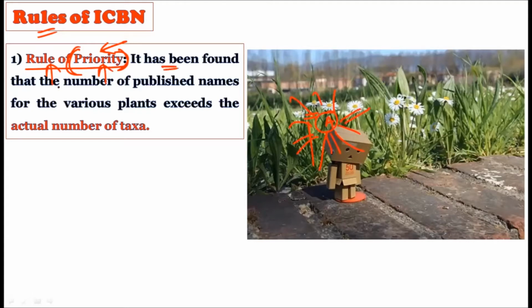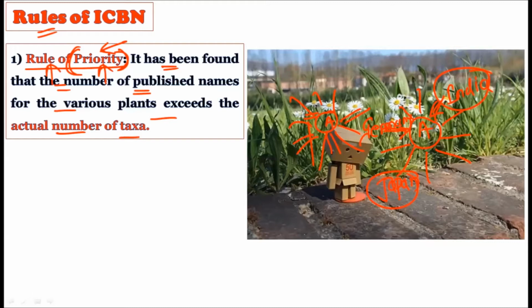It has been found that the number of published names of the various plants exceeds the actual number of taxa. So there is a single taxon, for example taxon A, and this taxon has many names published in the literature. For example, in India you find one name for a particular plant, but in Japan the same plant species is described by another name. The same is true for Germany, which publishes plant material but gives yet another name in the German language. So over a period of time, when there was no regulation regarding the naming system, we got many names for a single taxon. The names were many and they were actually exceeding the taxa.